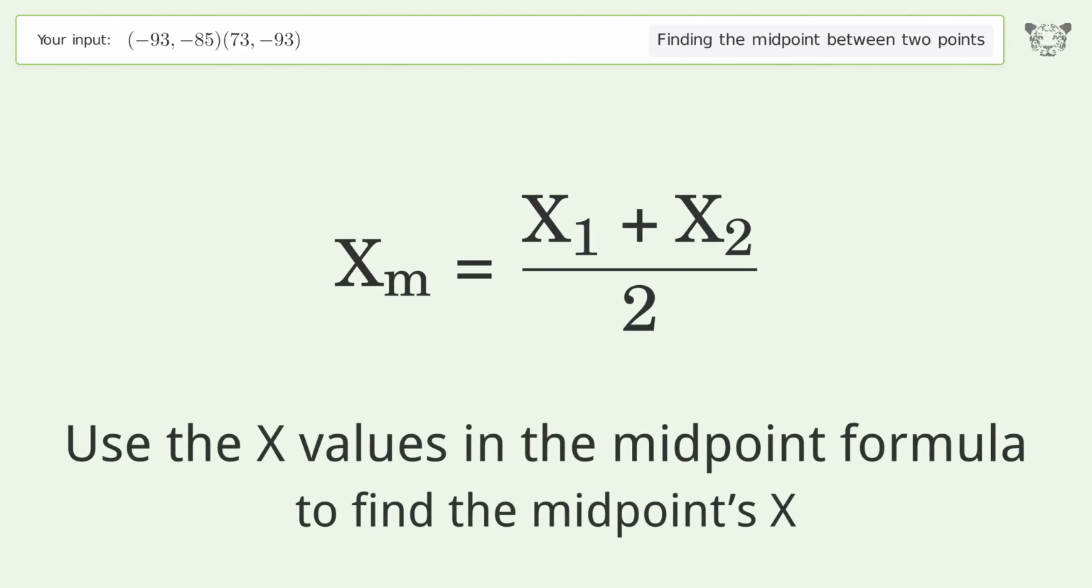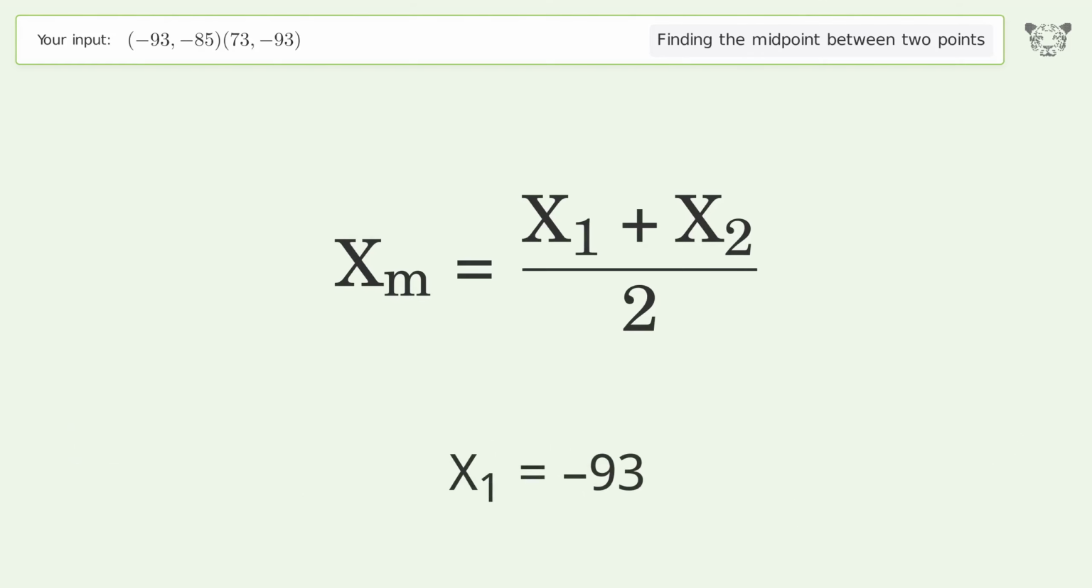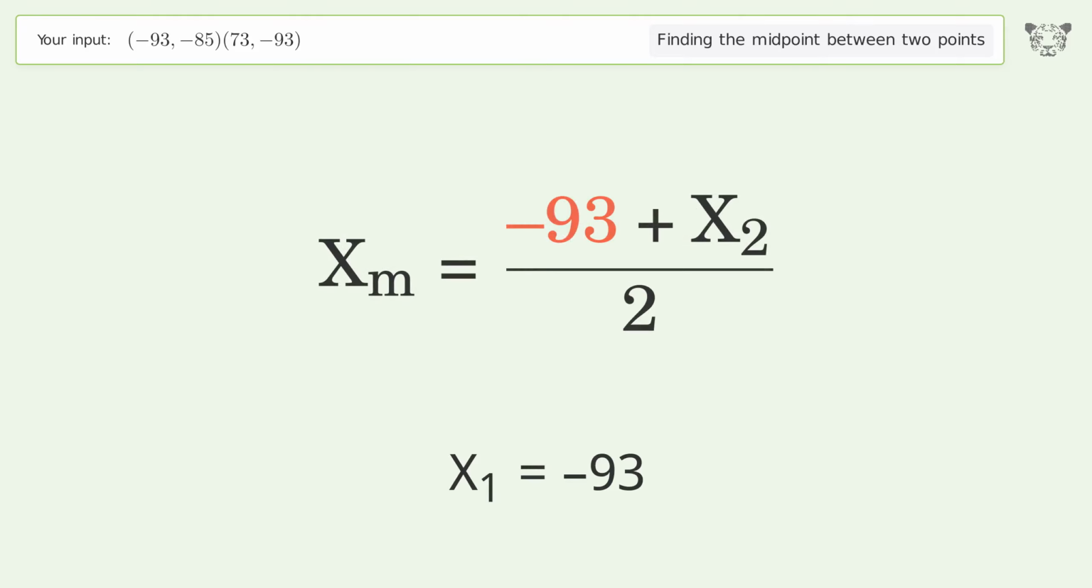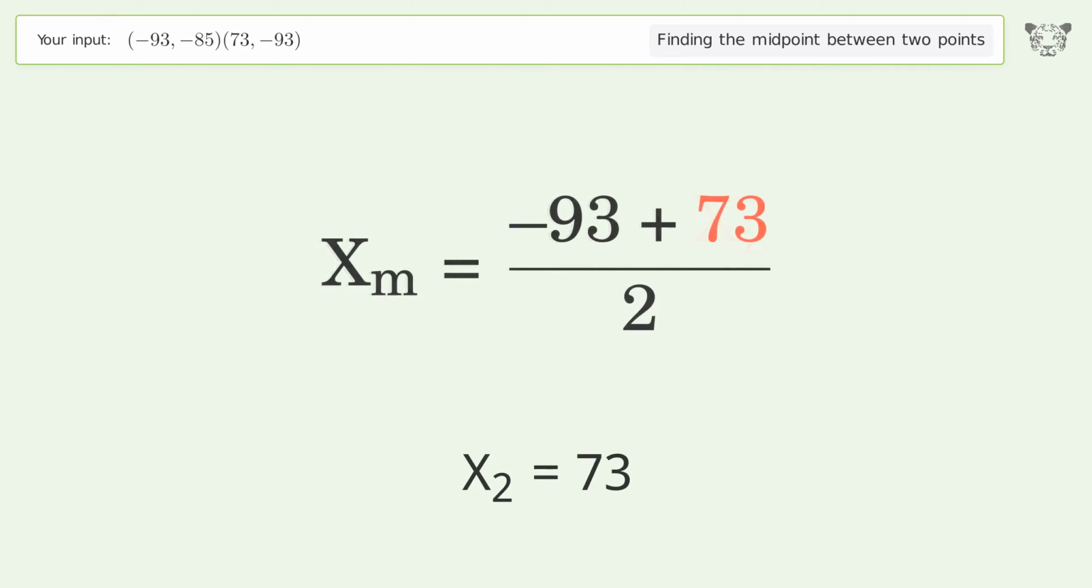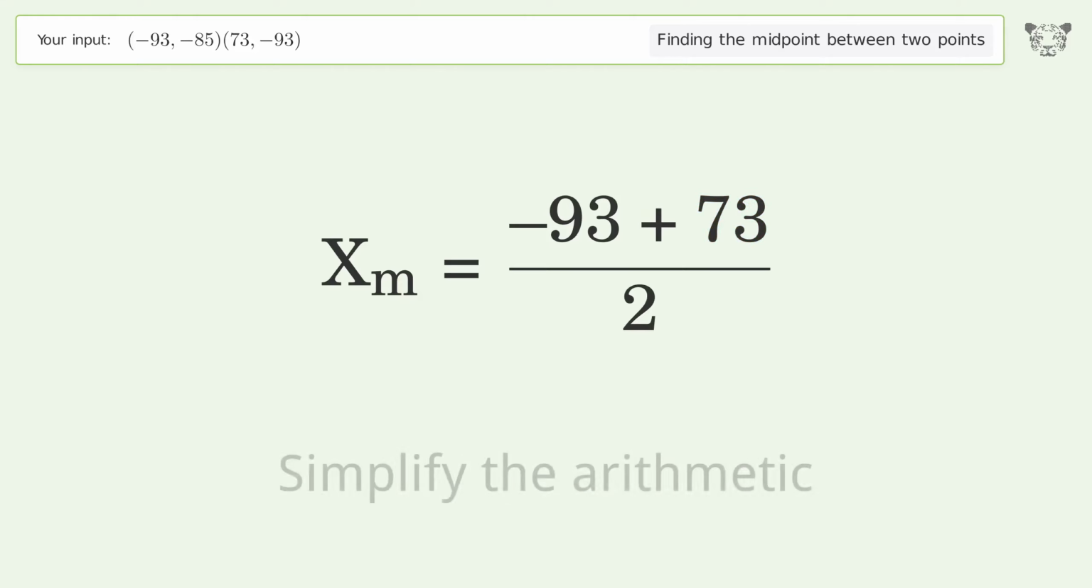Use the x values in the midpoint formula to find the midpoint's x. x1 equals -93. x2 equals 73. Simplify the arithmetic.